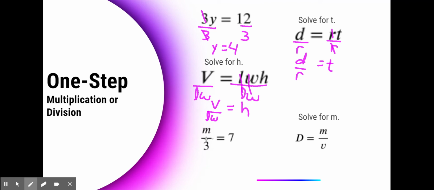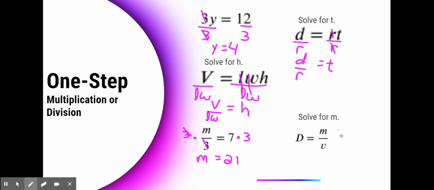All right, so let's look at these division problems that sometimes throw people off. This is M divided by 3 equals 7. So I'm trying to isolate M. This is division, so my inverse operation is multiplication. So I'm going to multiply both sides by 3. These 3 cancel, and I'm left with M equals 21.